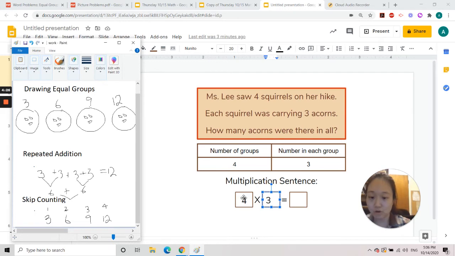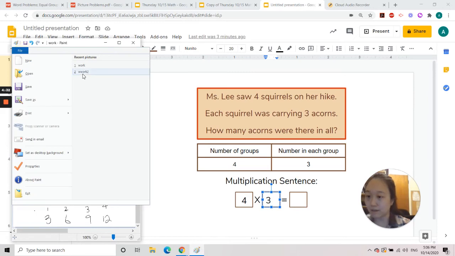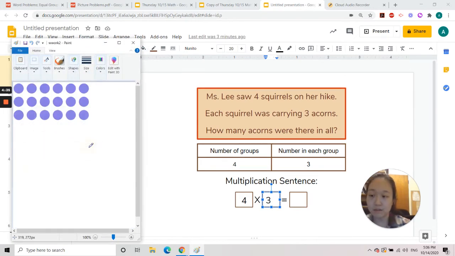Another way that you can use drawing to find the product of a multiplication sentence is by using arrays. So if you think back to 2nd grade, an array is objects that are organized in rows and columns. So if you look at this picture, this is a picture of an array, and we call this a 3 by 6 array because there are 3 rows and 6 columns. And we can check. There's 1 row, 2 rows, and 3 rows. 1 column, 2 columns, 3 columns, 4 columns, 5 columns, and 6 columns.